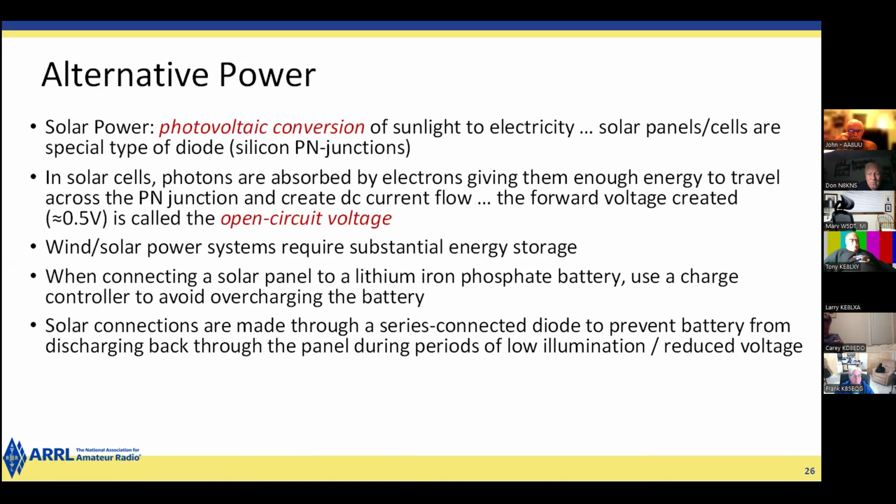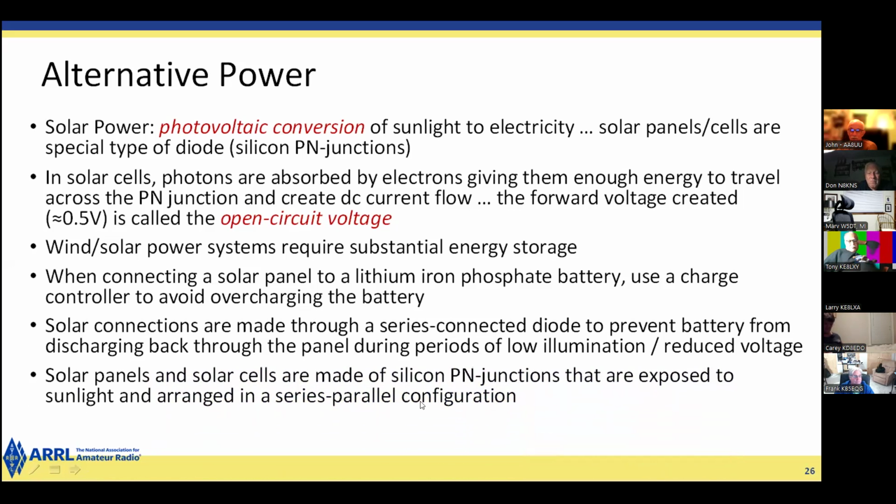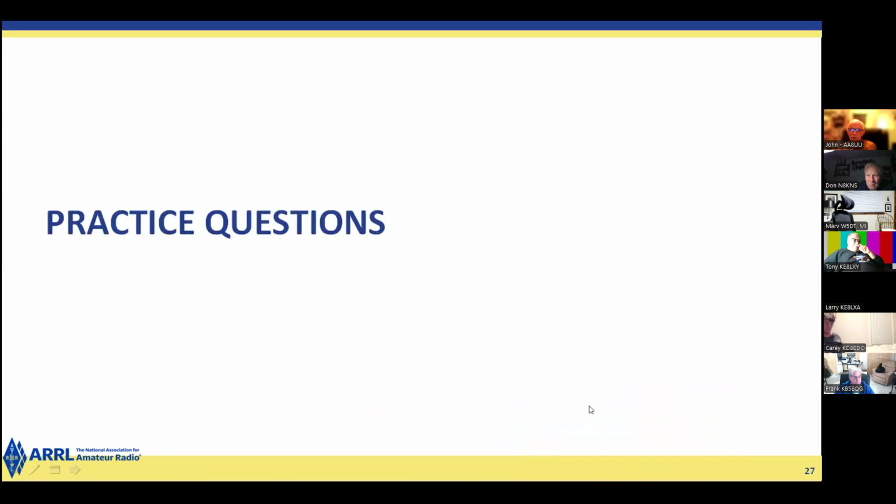I was charging and I got a cheap solar panel. And yeah, if I left it just sit there, it would discharge it. So I had to put some diodes in series. Solar panels and solar cells are made of silicon PN junctions that are exposed to sunlight and arranged in a series parallel configuration. Oh, that's all we get.